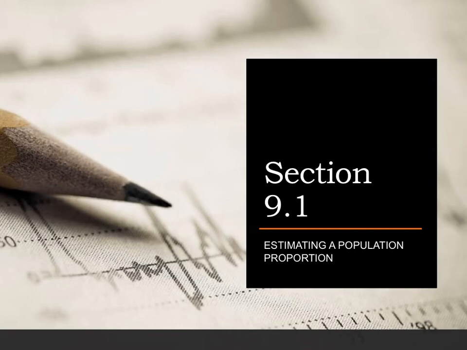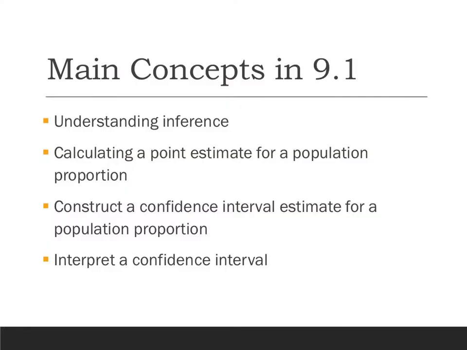All right, hello, this is Miss Weaver, and this is part one of the video for section 9.1. In this section, we're going to talk about two of the main concepts in section 9.1, and that is understanding inference and also calculating a point estimate for a population proportion.